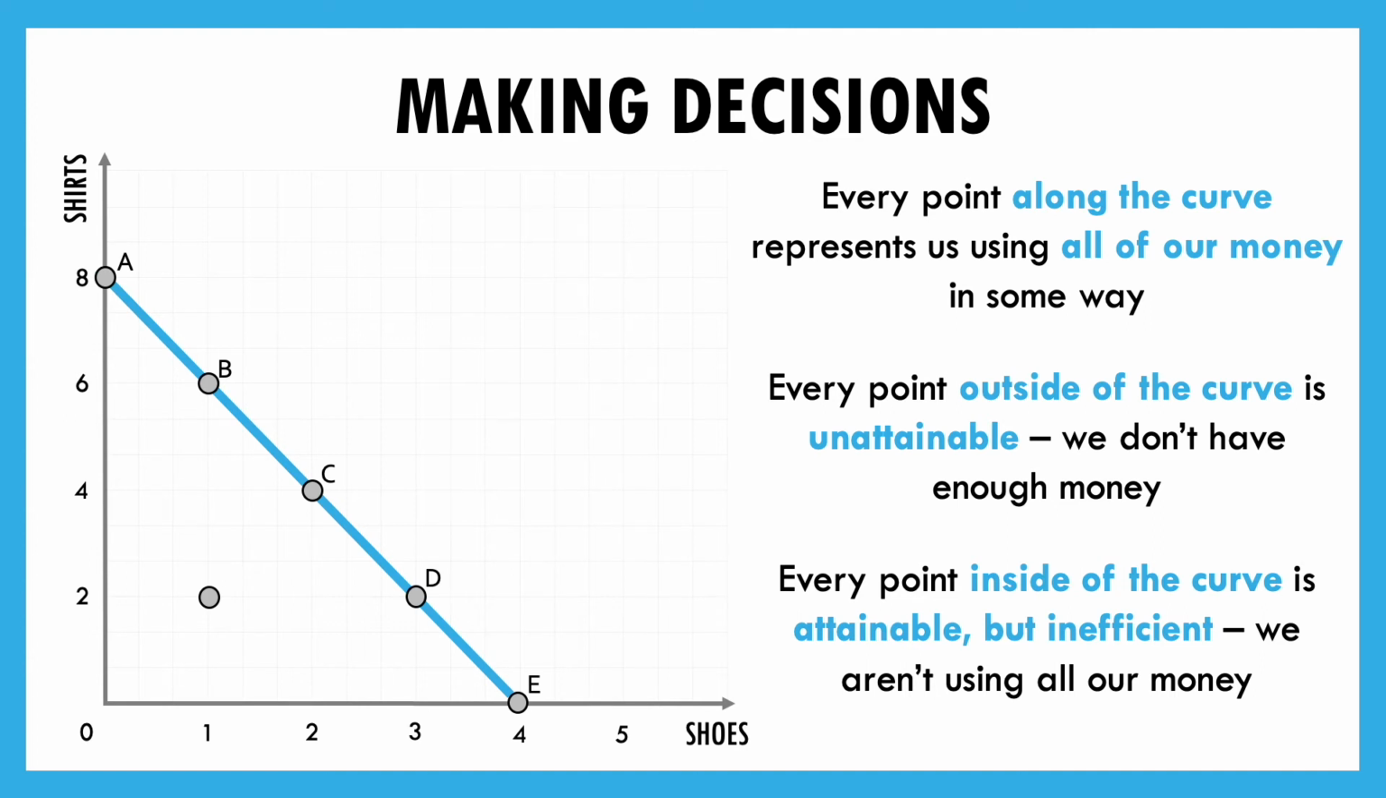Any of those points inside the curve, while it's attainable, like while we're able to achieve those, we're able to buy any of those combinations, we say it's inefficient. We're not using all of our money. Your goal was to go and purchase all these different things you needed, and you didn't use up all your money, and so we say it's inefficient.